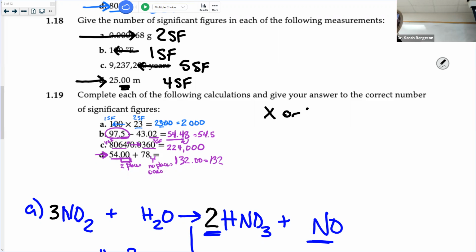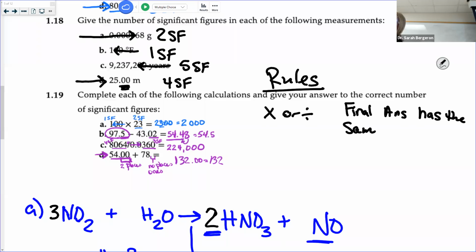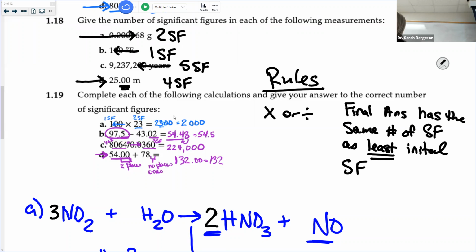Okay. So if you are multiplying or dividing, these are our rules to live by. If we multiply or divide, our final answer has the same number of significant figures as the least initial significant figures, right? The least.